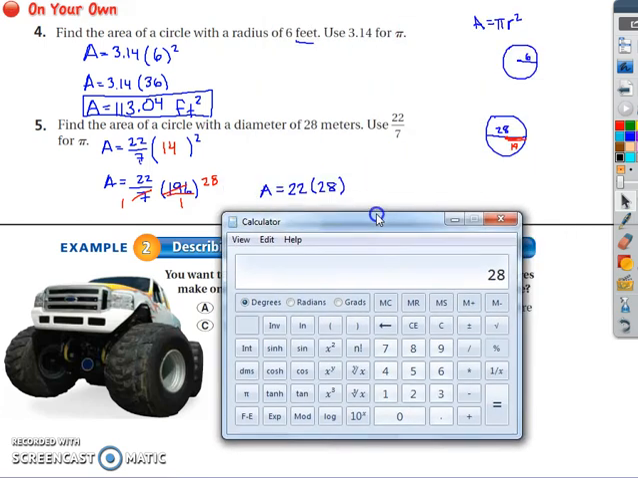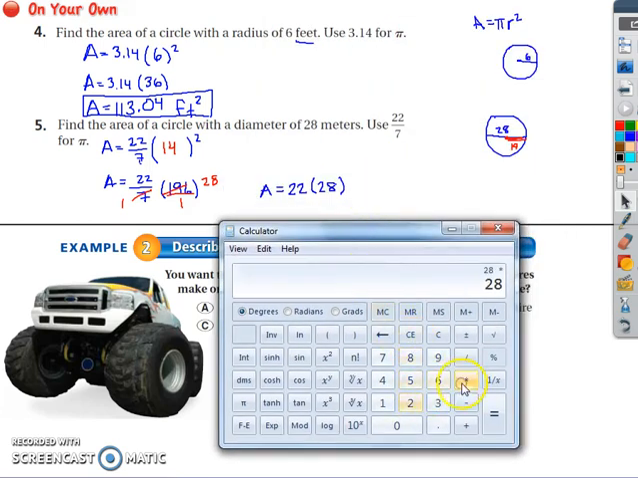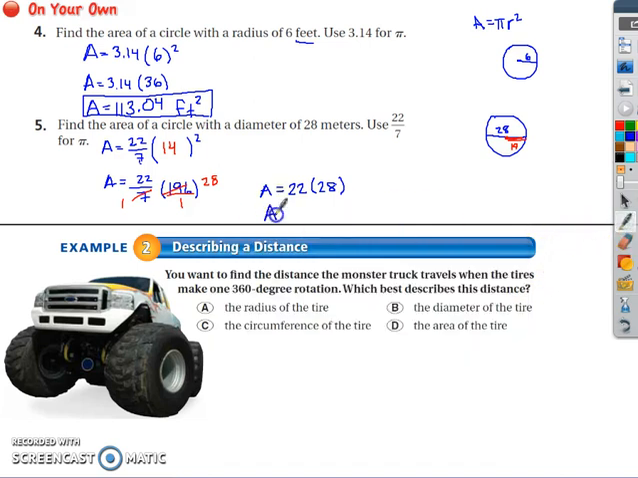So now I just need to find my area by multiplying 28 by 22, and I get a total area of 616. So the area of this circle is 616 meters. Again, since we're talking about a two-dimensional surface, I want square meters.